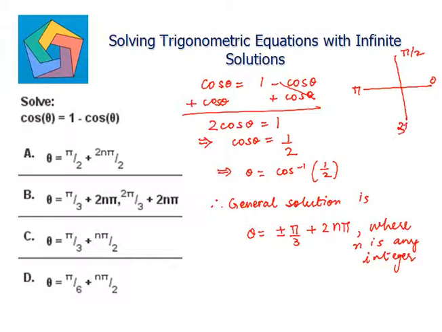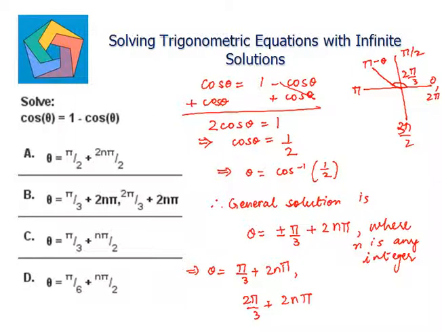Since the angle in the second quadrant is given by pi minus theta, the angle here will be 2 pi by 3. So we can say the solution is theta is equal to pi by 3 plus 2n pi and 2 pi by 3 plus 2n pi, which is the answer in the B part.